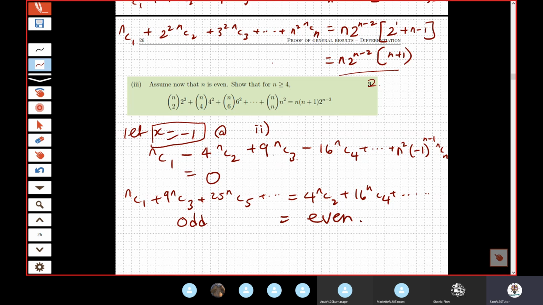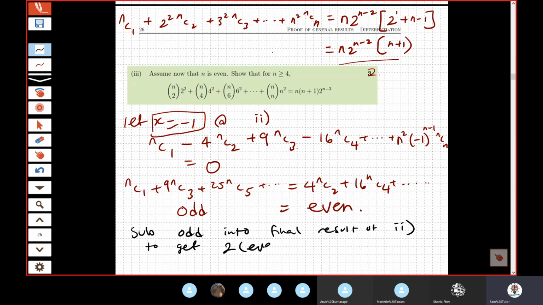Once you know the odds are equal to the even numbers, then that means in your result up here that you've got nC1 plus 2 squared nC2, 9 nC3, blah blah blah. You replace all your odds for your evens. So that means your evens are doubling, right? It's going to be double the even numbers. So let me write: sub odd into final result of double I to get what I had written for you guys up there before, 2 times even.